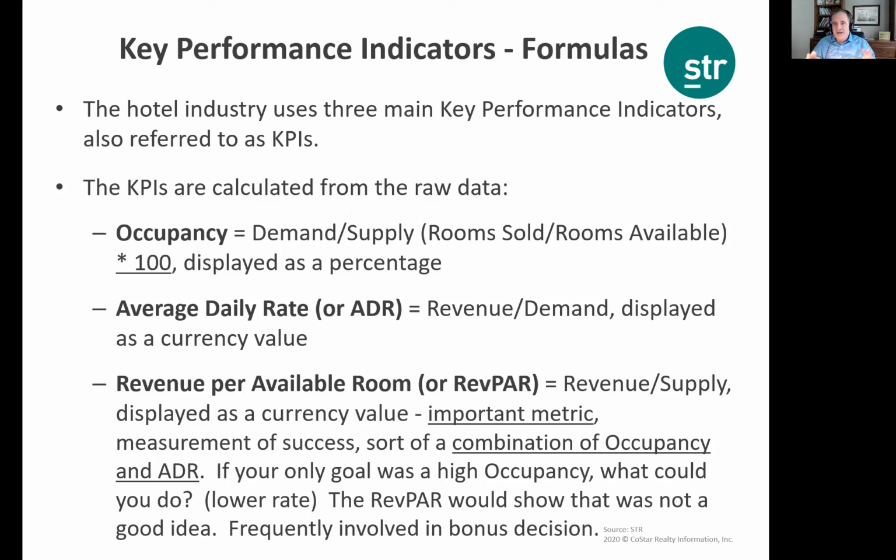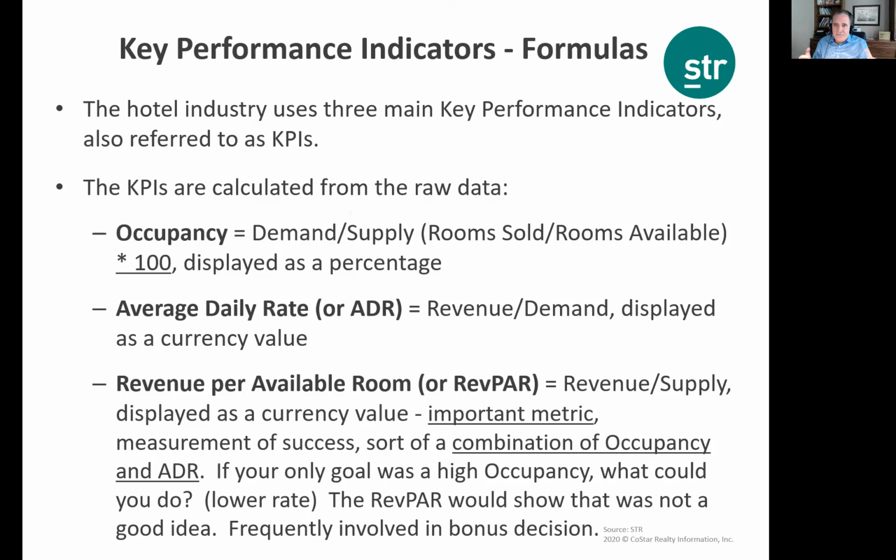Hotel industry professionals nickname this the RevPAR. It is the revenue divided by the supply, the rooms available. Now note the difference. ADR is revenue divided by demand, whereas RevPAR is revenue divided by supply. It is displayed as a currency value, just like the ADR. This is an important metric for hotel industry professionals because it's sort of a measurement of success. You think of it as sort of a combination of occupancy and average daily rate.